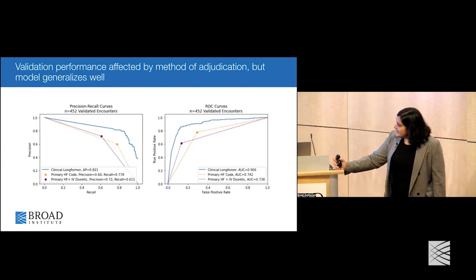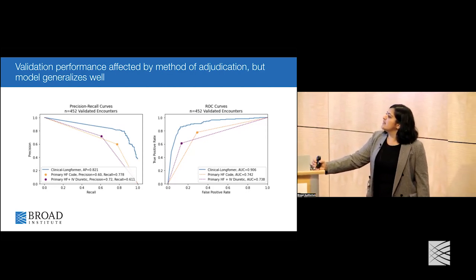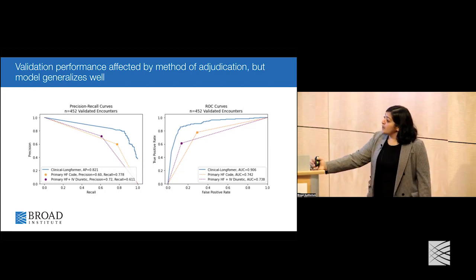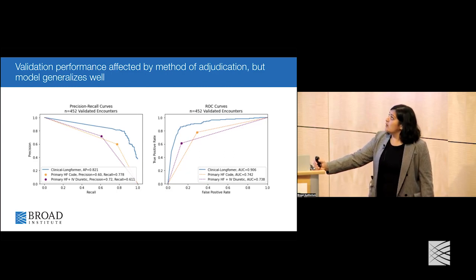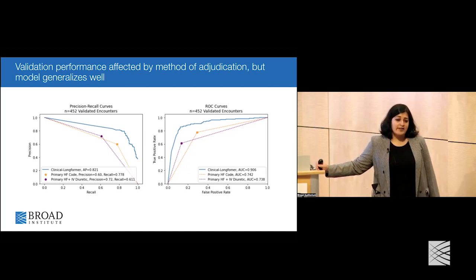So here it is. We do see some drop in performance. The average precision drops to about 0.82 from about 0.88. And AUROC also sees a slight drop, but the model, all in all, generalizes really well, which we think is really promising, because it tells us that we're capturing what we want to capture in terms of information.